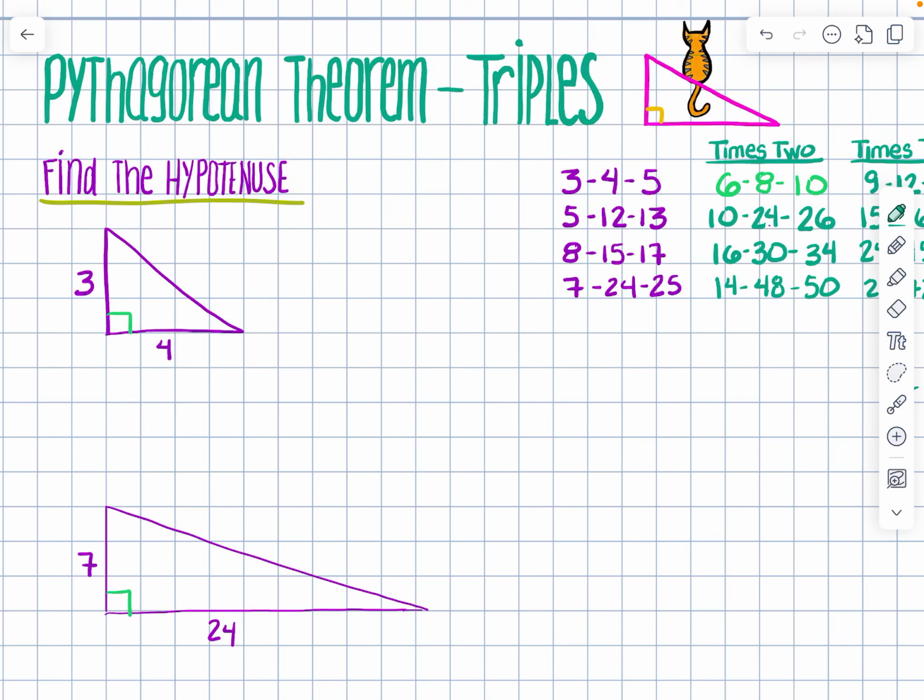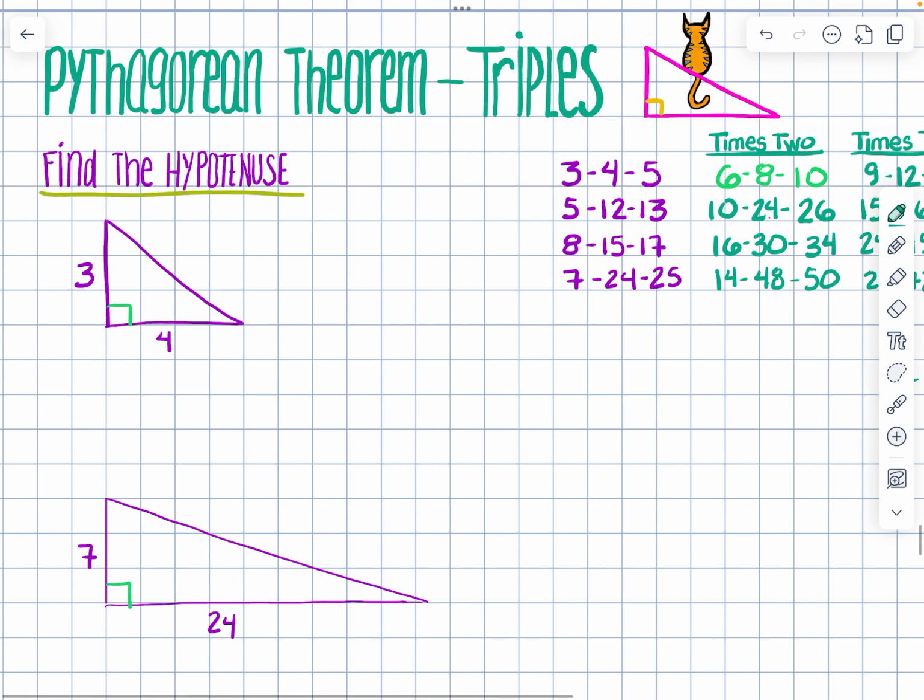All right, let's solve for the hypotenuse of some Pythagorean triples. A triple is just a right triangle that has all integer values for the side lengths. So let's look at this first one. This has a 3 and a 4 that are the legs of this right triangle, and the right angle always crosses the legs. Okay, so let's write out our equation.